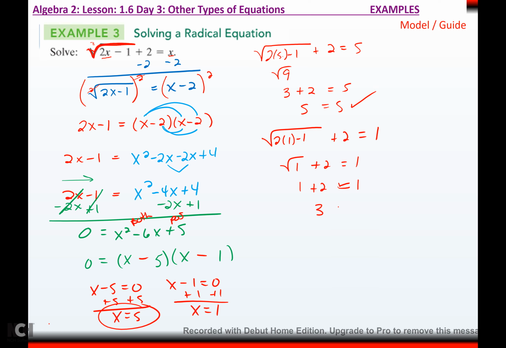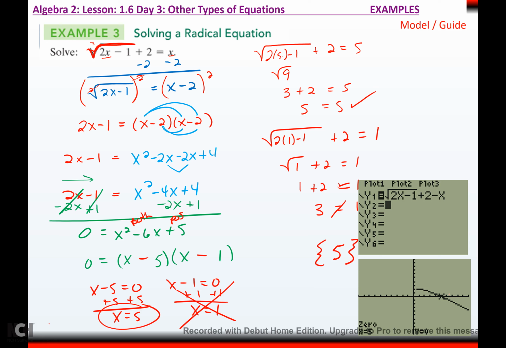1 plus 2 is 3. 3 does not equal 1, so I have to throw this one out. It's extraneous. It's bad. My only solution is 5. And I can actually show you on the graphing calculator.